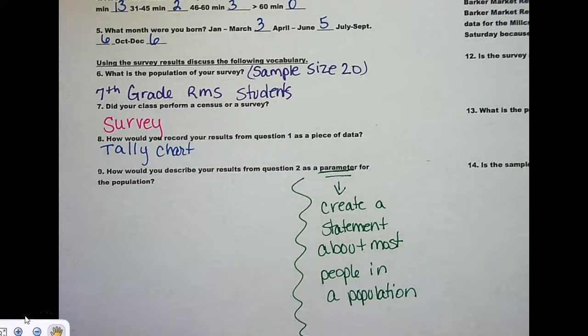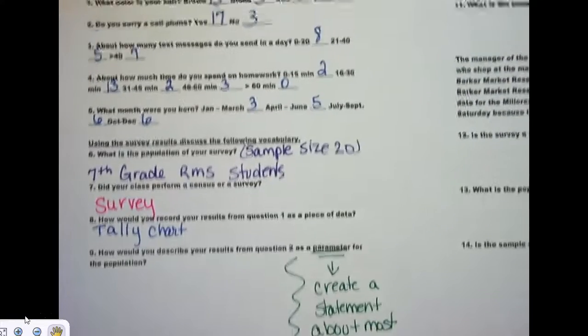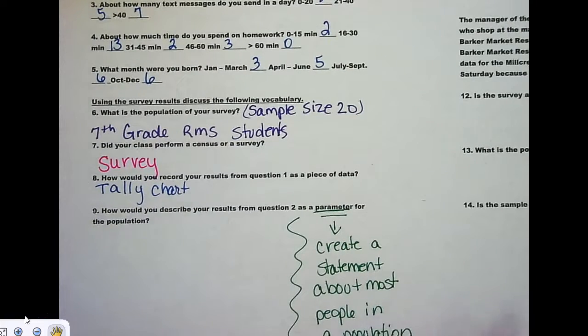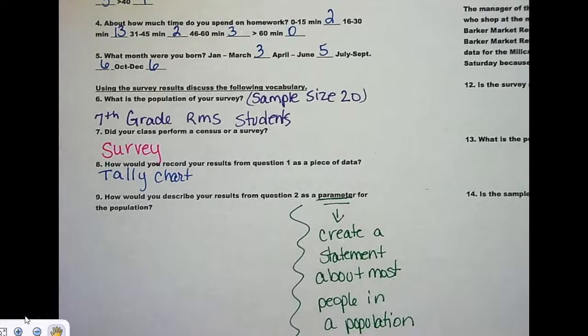So let's look at what that question asks again now that we know what a parameter is. How would you describe your results from question 2 as a parameter for the population? So let's go back and look at question 2. It says, do you carry a cell phone? There were 17 yeses and 3 nos. So what statement could we create about the population if there's 17 people in this room that carry a cell phone and 3 that don't? What would be our statement about the population? So most 7th grade students at RMS carry a cell phone.